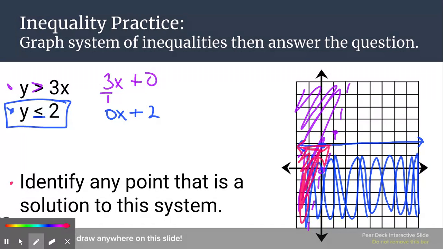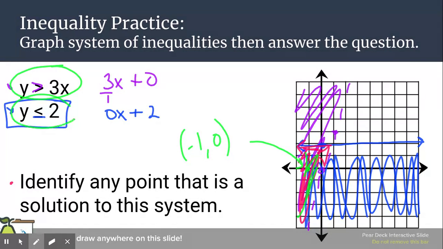Let's see what color. I like this lime green. I'm thinking there's a point probably in here that we could pick out. How about the point -1 comma 0? And this is just one point in this zone of solutions, right? That would work for both inequalities. If I put x and y in, it makes both of those statements true. You can test it for yourself. So there's a two variable system.